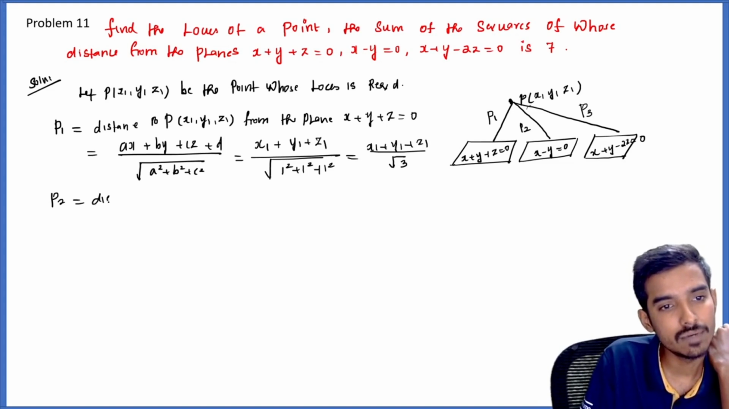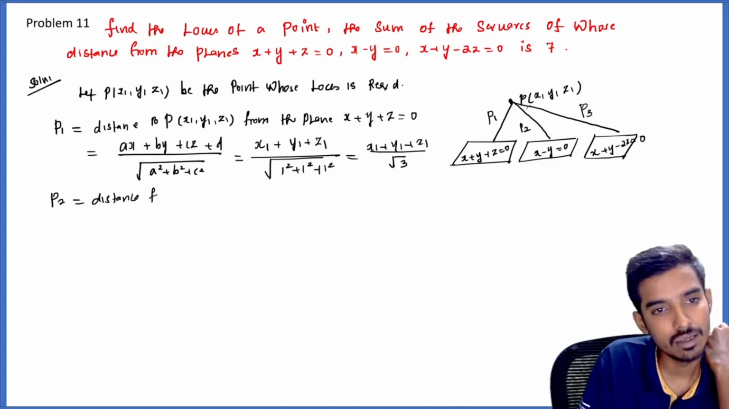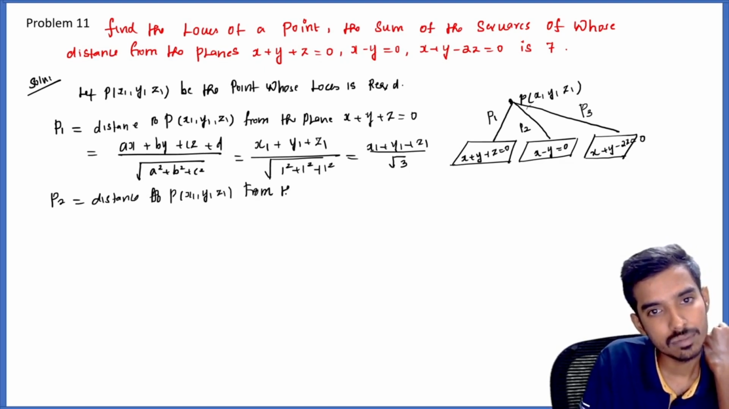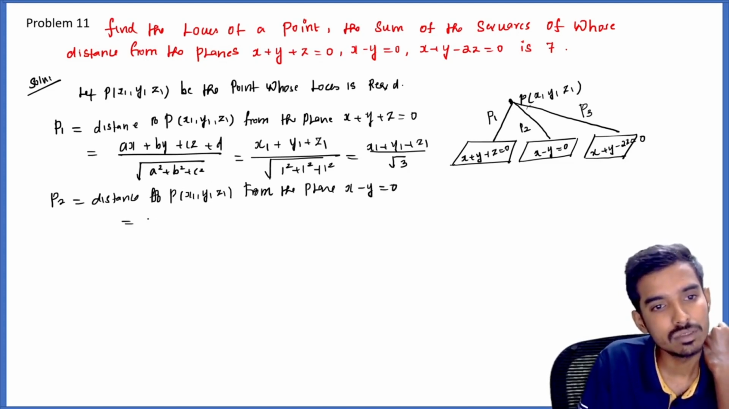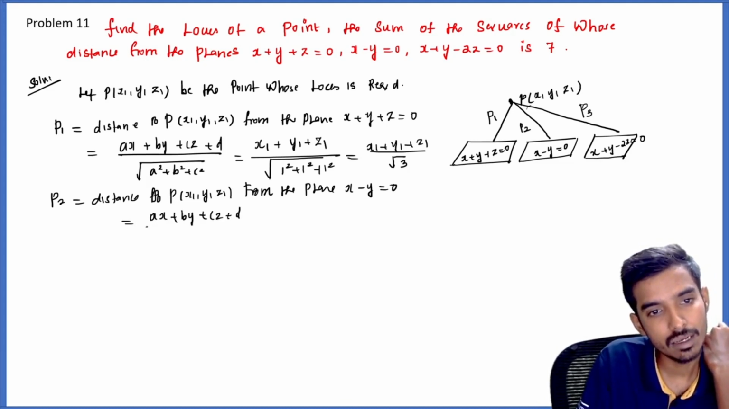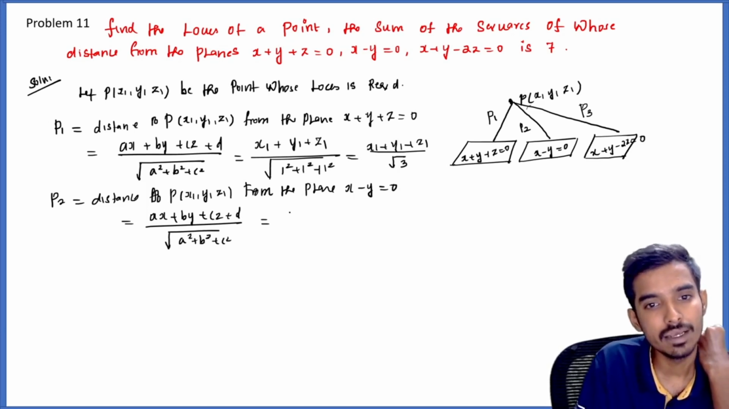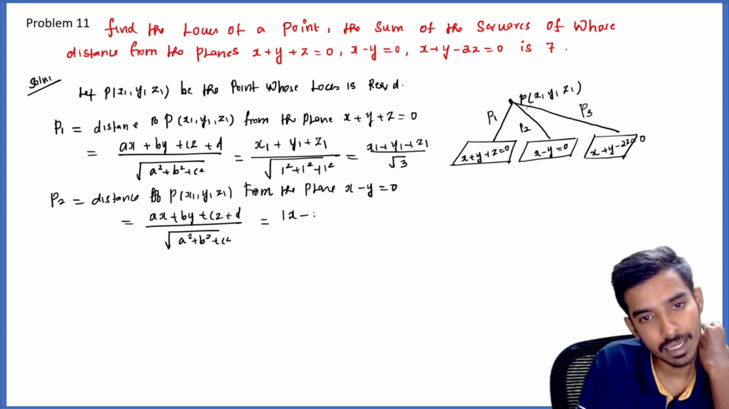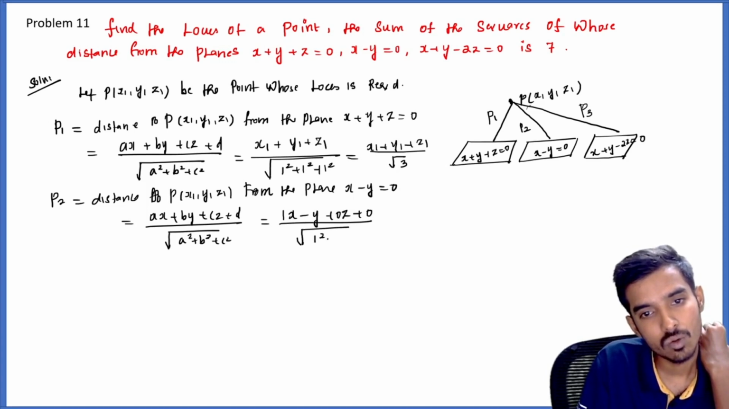Similarly, P2 is the perpendicular distance of P, x1, y1, z1, from the plane x minus y is equal to 0, right? This is given by ax plus by plus cz plus d divided by root of a square plus b square plus c square. So here 1 into x minus y plus 0z plus 0, divided by root of 1 square plus 1 square plus 0.